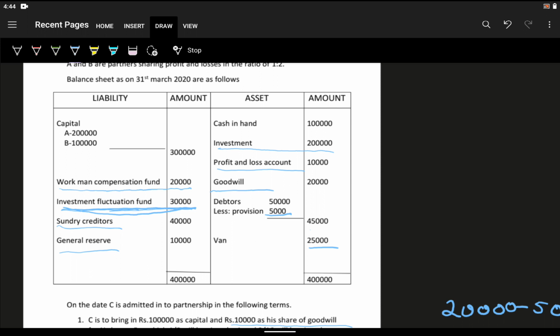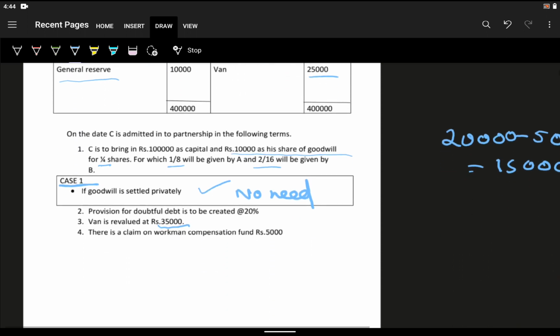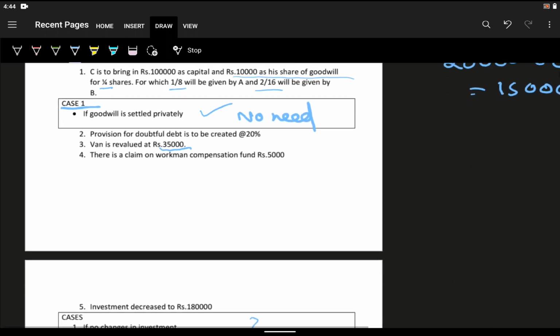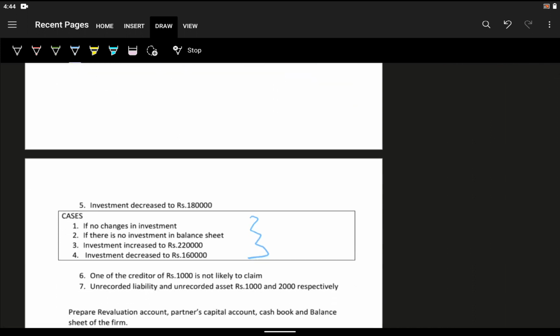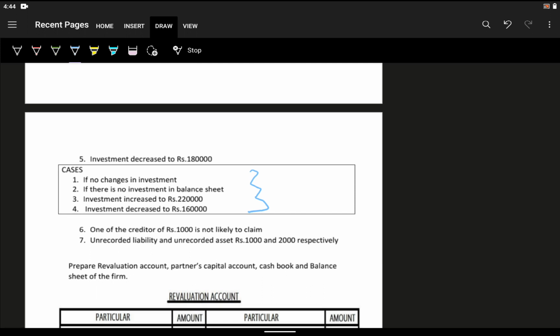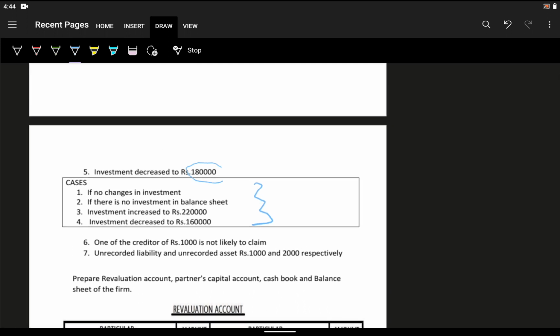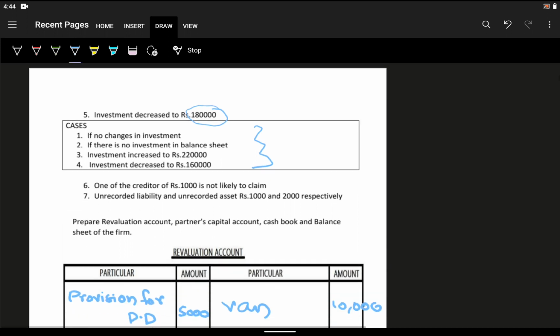So if in the balance sheet there is an investment fluctuation fund and investment, and there is an adjustment, then this is the way to do it. If there is no investment fluctuation fund, you can do directly whatever you did before. Now it becomes 1,80,000, so 20,000 is decreased. You can directly write in the revaluation account 20,000 on the loss side because it is decreased.